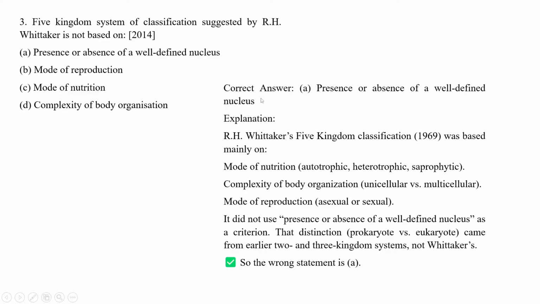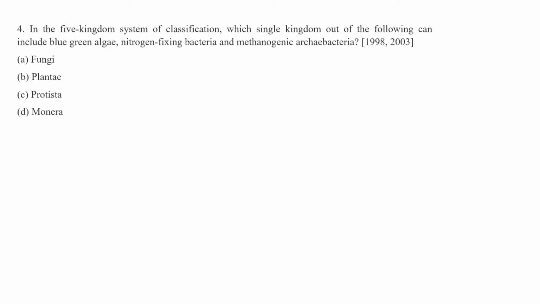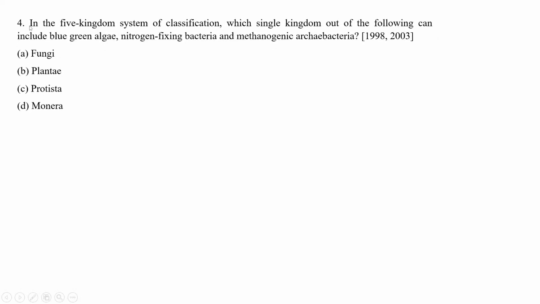So let's move to the next question. In the 5-kingdom system of classification, which single kingdom out of the following can include blue-green algae, nitrogen-fixing bacteria, and methanogenic archaebacteria? Read the question very carefully, try to answer it, and write the answer in the comment section. 30 seconds later I'll definitely tell the correct answer for this question.